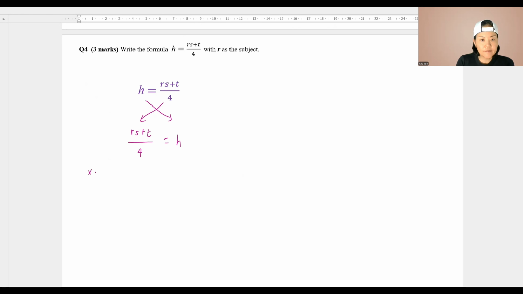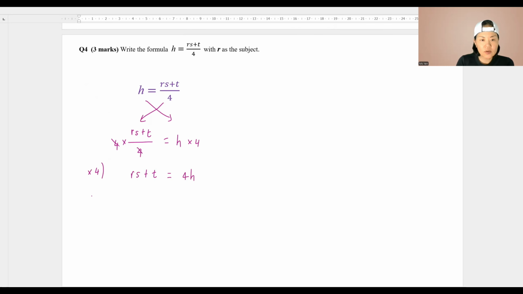So times by 4 because I want to get rid of this 4, the fraction. I don't feel safe with the fraction for some reason, so I want to get rid of it. To do that, I need to times by 4 on both sides. So when I do that, these 4s will cancel out. That's the whole point of timesing by 4. So I'm left with RS plus T equals 4H.